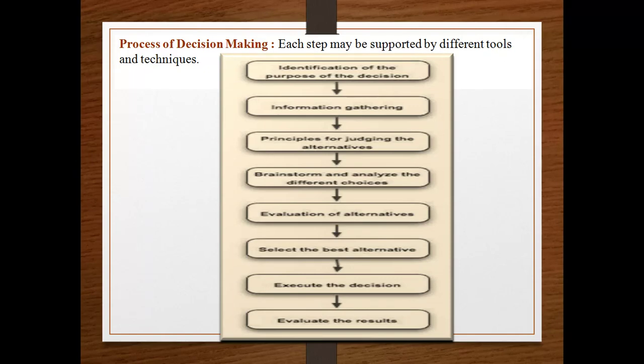Then come principles for judging the alternatives, and brainstorming and analyzing different choices. We always have plan A, B, C, and on that basis we select which plan. Evaluation of all the alternatives is very important, because we are going to select from the alternatives, and out of the alternatives we select the best one. We then execute the decision and evaluate the results, whether they are positive or negative.